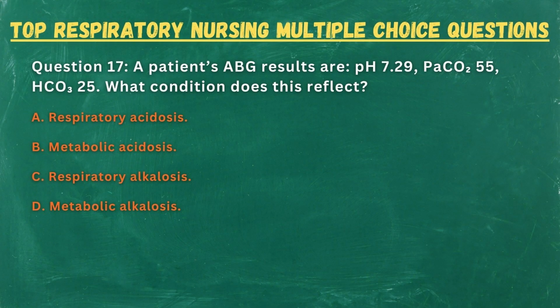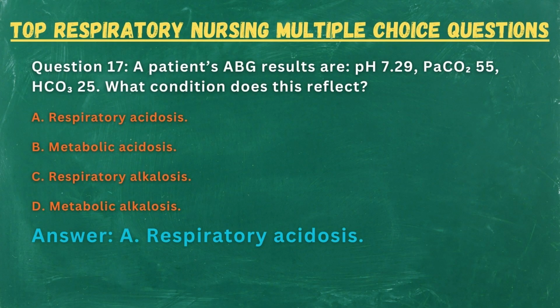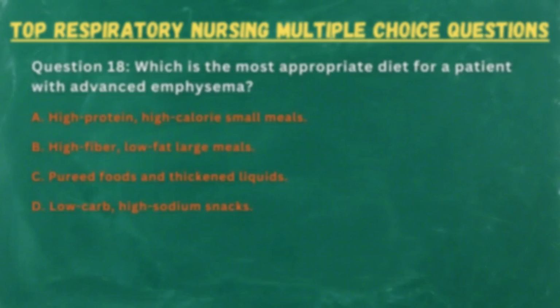Question 17. A patient's ABG results are pH 7.29, PaCO2 55, HCO3 25. What condition does this reflect? A. Respiratory acidosis. B. Metabolic acidosis. C. Respiratory alkalosis. D. Metabolic alkalosis. Answer. A. Respiratory acidosis.